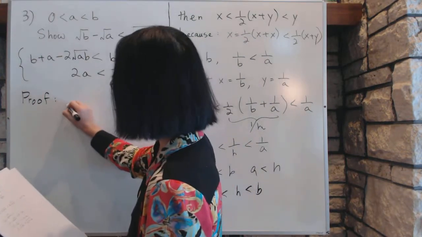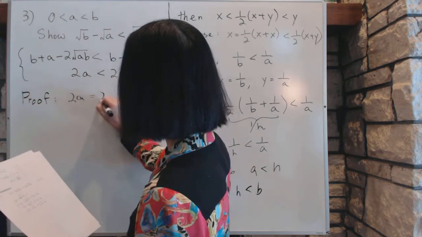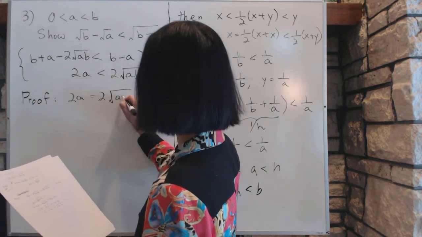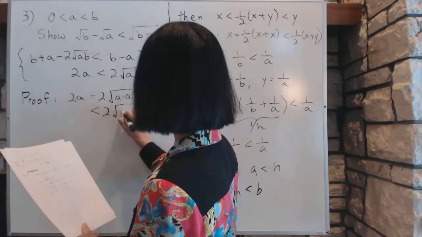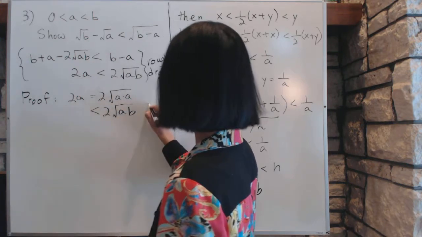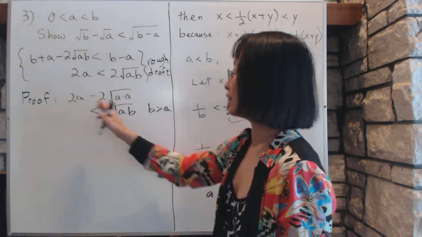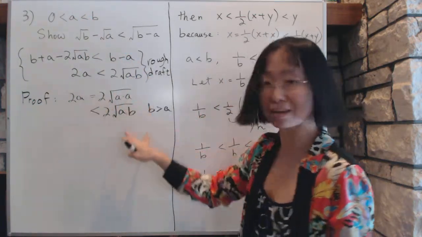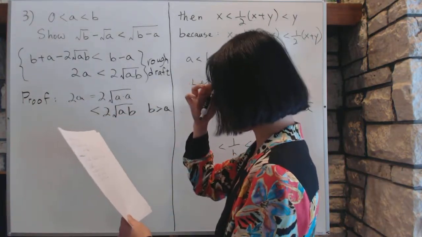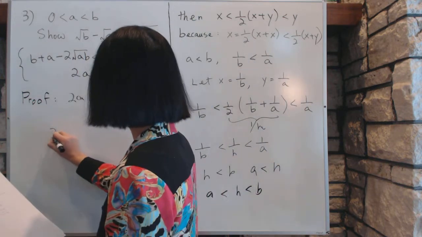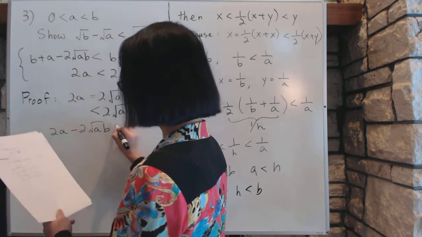We'll start here. We'll say 2a is equal to 2 times square root of a times square root of a, which is going to be less than 2 times square root of ab, because b is bigger than a. That's given. Okay, right here, b is bigger than a. So in other words, if you erase this part, it looks like you pulled this out of thin air. It's like a trick. And then, rearranging this, we say 2a minus 2 square root of ab is less than 0.